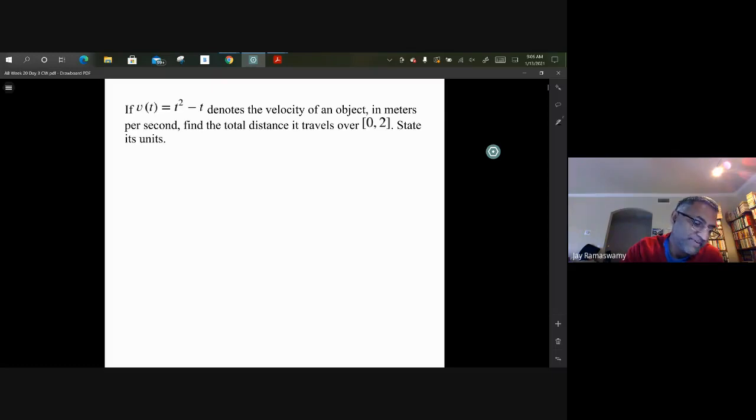It says, if v of t equals t squared minus t denotes the velocity of the object in meters per second, find the total distance traveled over the interval 0 to 2. So we'll start by writing distance. We learned distance this week.